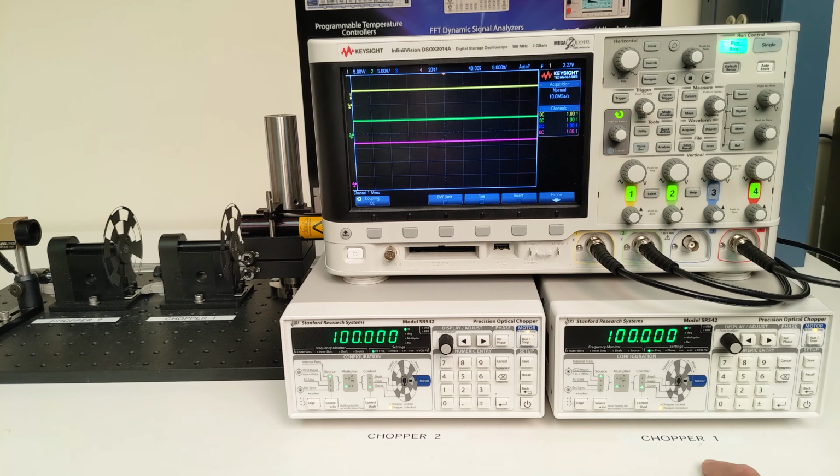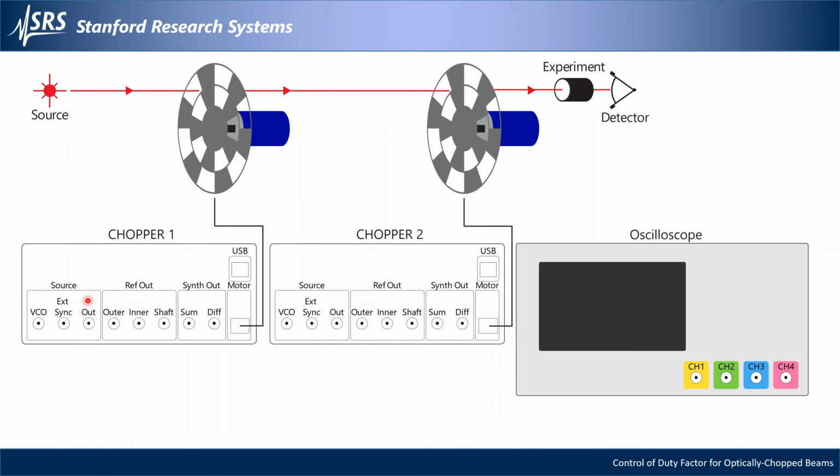Here I show chopper 1 and chopper 2 powered on in their default factory configurations. I consider chopper 1 to be the primary timekeeper and leave its frequency source set to internal for simplicity, though you could just as easily select any of the other sources. I connect the source out from chopper 1 to the external sync input on chopper 2. You could also use the reference outputs, for example, the outer slot's reference output, if you are controlling the outer track to the source clock.